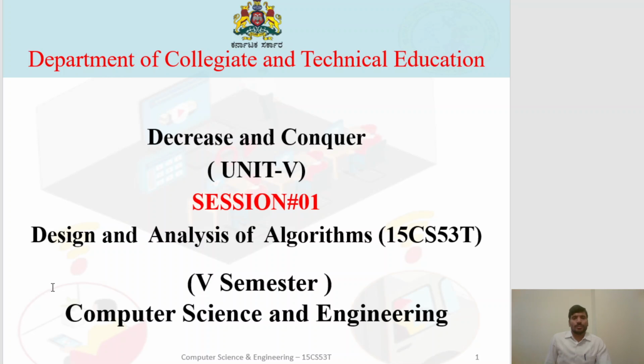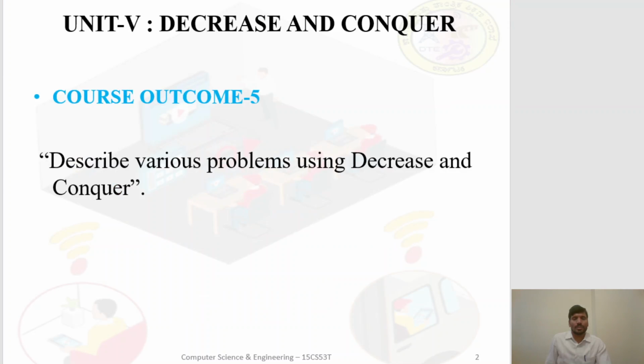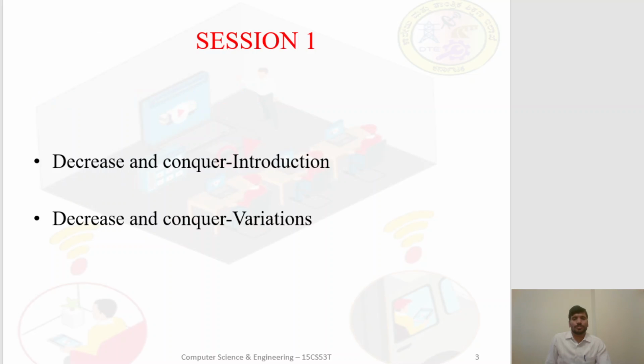In today's session, we will discuss the fifth unit, Decrease and Conquer, of session 1 of the subject Design and Analysis of Algorithms. The course outcome of this unit is to describe various problems using decrease and conquer. And in this first session, we will discuss the introduction and variations of the decrease and conquer technique.